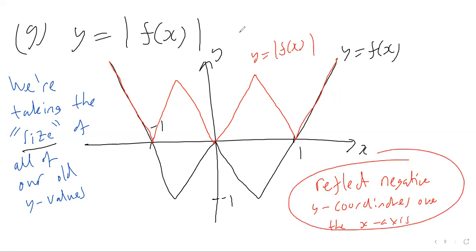So yeah, all we need to know is that when we take the modulus of an original function, you're just making the y coordinates either the same, or if they're negative y coordinates, you're just taking the positive of those y coordinates. So that's what a modulus of f of x transformation would look like.